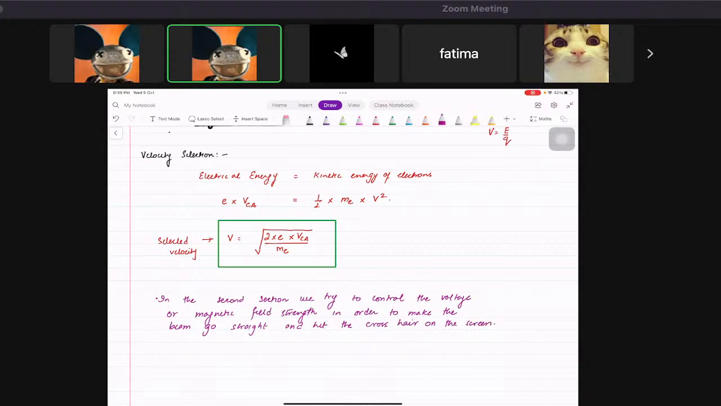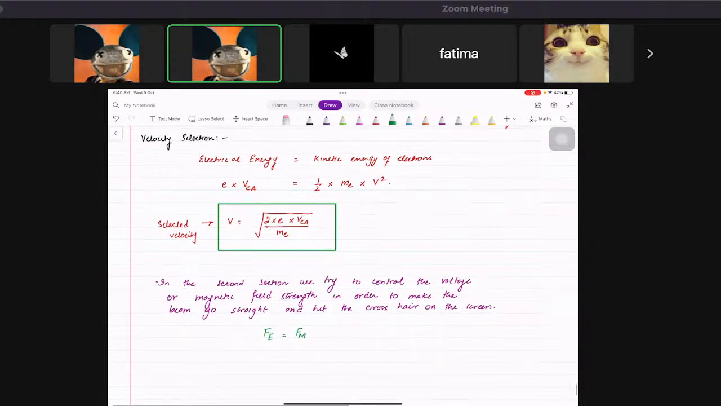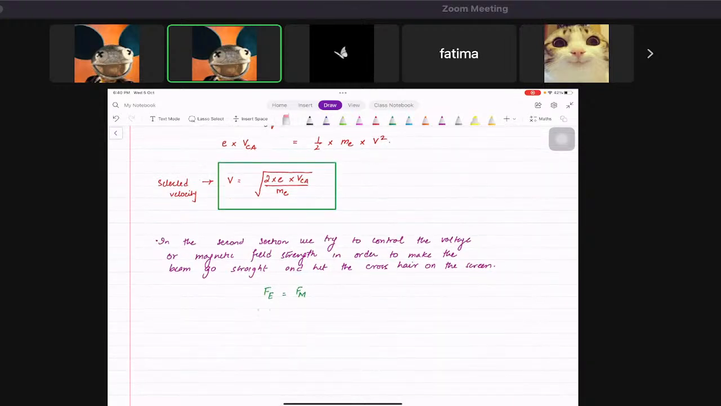The point of doing all this is that it would only hit the crosshairs when the force of the electric field is equal to the force of the magnetic field. We've already done this. So the electric field times the charge on electron is equal to magnetic field strength times charge on electron times the velocity that they're entering in, that's the selected velocity.